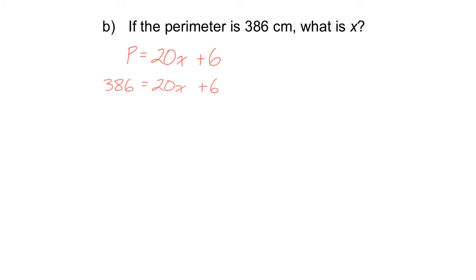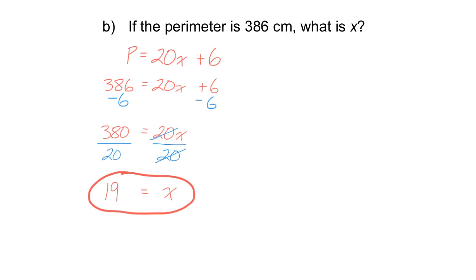Now we have an equation that we can solve. So now we're just doing algebra. We want to get rid of the plus 6, so we have to subtract 6 from both sides. And once we've done that, now we have to get rid of the 20, the coefficient on the x. So we need to divide both sides by 20. So we end up with x equals 19.